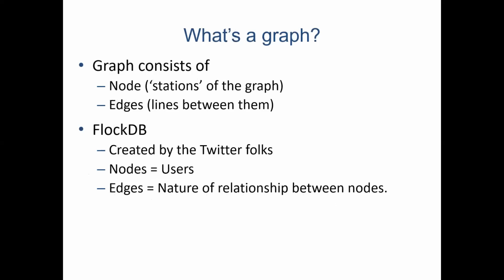A graph is basically nodes and edges. Nodes are called vertices of the graph. Edges are lines between them. FlockDB is one of the databases which is used as a very important database for Twitter. Nodes are users here. Edges are the nature of the relationship between these nodes. So what is the official database that is used by Twitter? It is called FlockDB. It's a graph NoSQL database system.